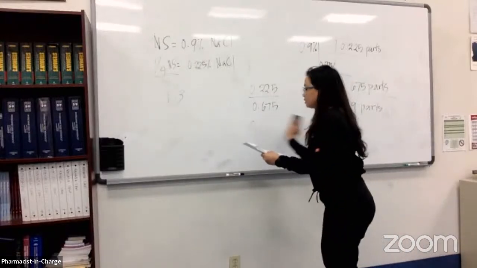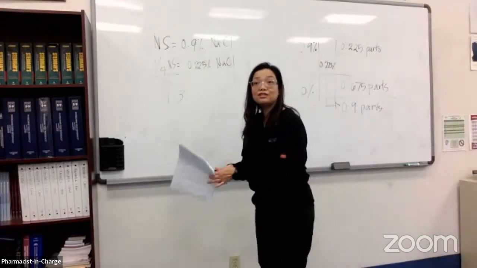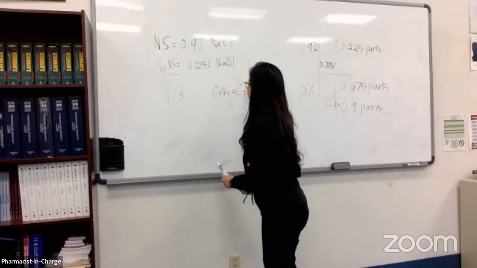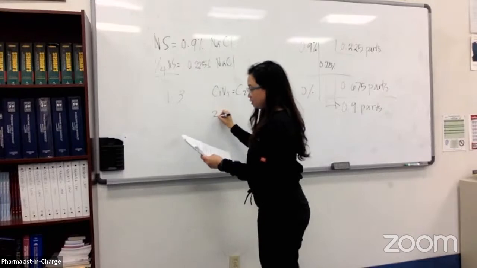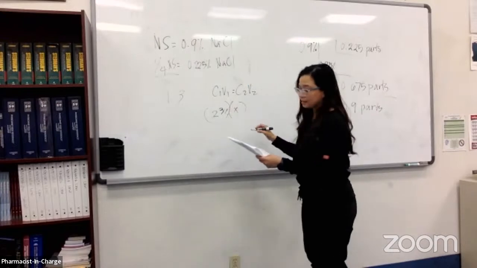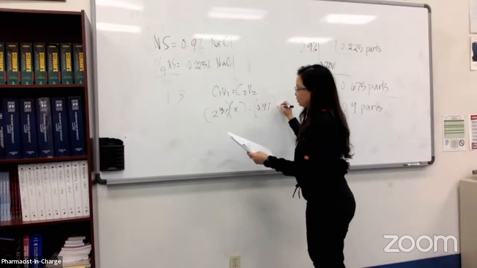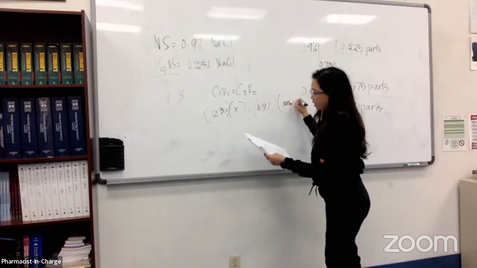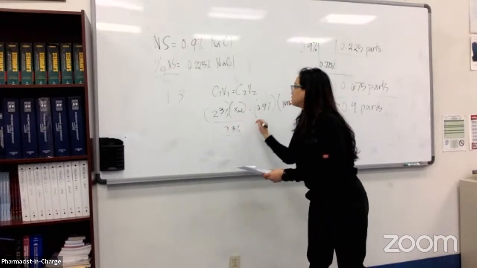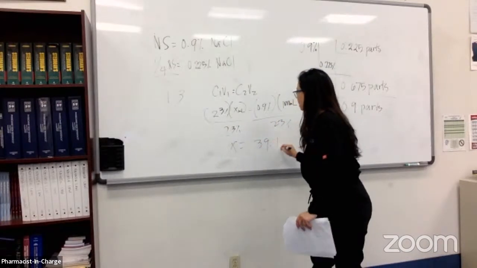How did that happen? If I'm using C1V1 equals C2V2, your C1 is 23%. Your V1 is X. What's your C2? 0.9%. And what's your V2? 1,000 ml. This is X ml. And what do you do next? Divide both sides by 23. Then you should get 39.1 ml.